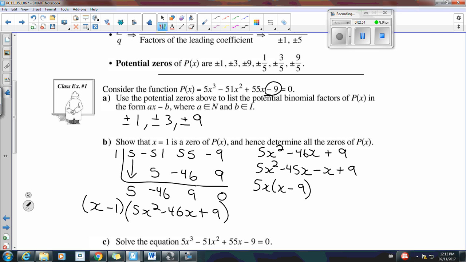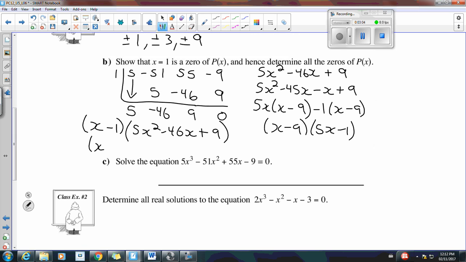So we have 5x times x minus 9 minus 1 times x minus 9 gives us factors of x minus 9, 5x minus 1. So this in factored form is x minus 1 times x minus 9 times 5x minus 1. So you'd see that the 0 from this factor was in the list we made, the 0 from this factor was in the list we made, the 0 from this factor was not, but we can still get to that factor because we found those ones first.